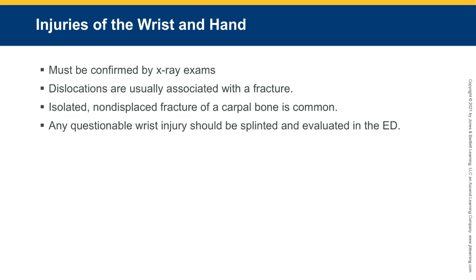Wrist and hand injuries are among the most common musculoskeletal injuries and should always be confirmed by X-ray. Dislocations are often associated with fractures. Even if a fracture is not obvious, any wrist injury with pain, swelling, or tenderness should be splinted and further evaluated in the emergency department.